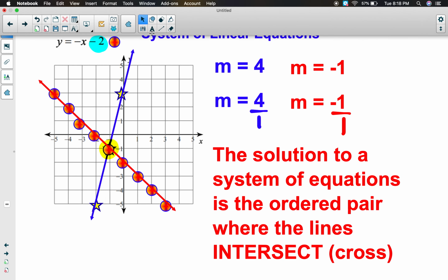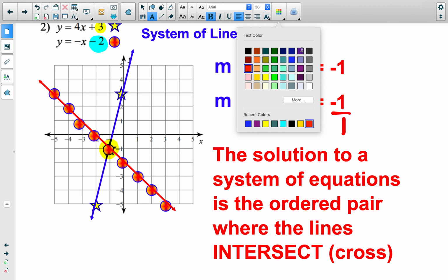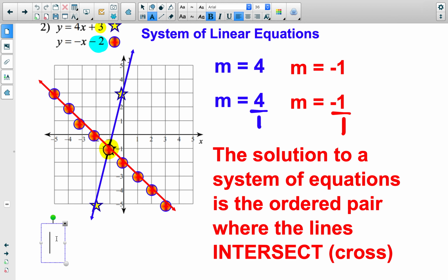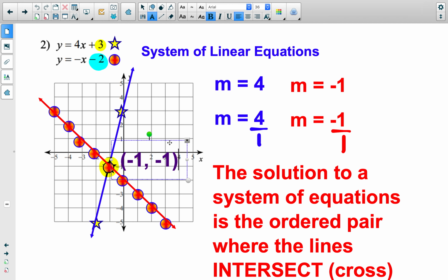So to find the answer, we need to take these coordinates that are highlighted in yellow, and we need to write it as an ordered pair. I'm going to do it in purple. So if you look, to do this, we go over 1 to the left, so the x value is -1. And then we go down 1, so the y value is -1. -1, -1, this is the solution to the problem. It is the ordered pair where those two lines intersect, where they meet, where they cross.